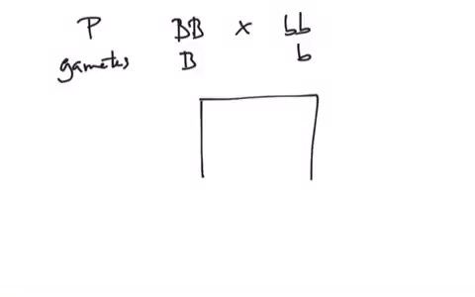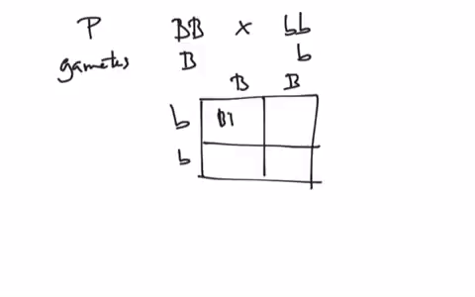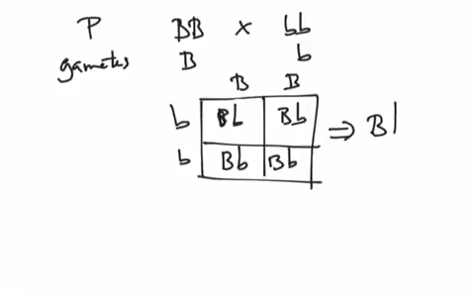If we were to do this as a Punnett square, it's very straightforward. Whoops, got that wrong there. So this is a very simple cross. All of the offspring are big B, little b.